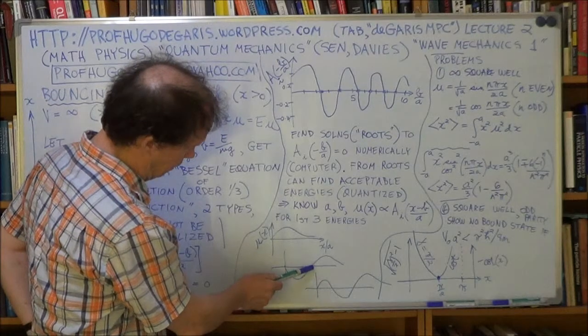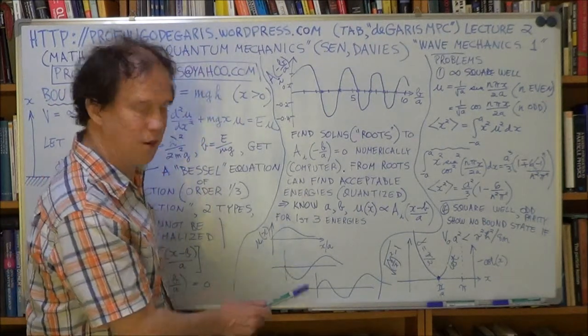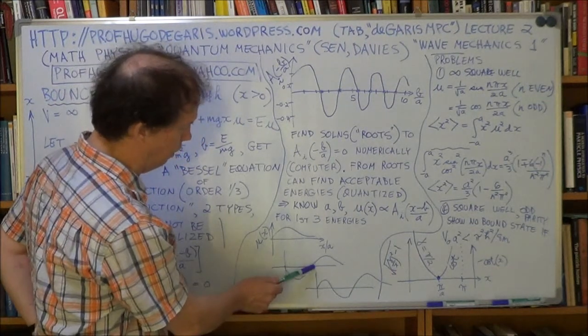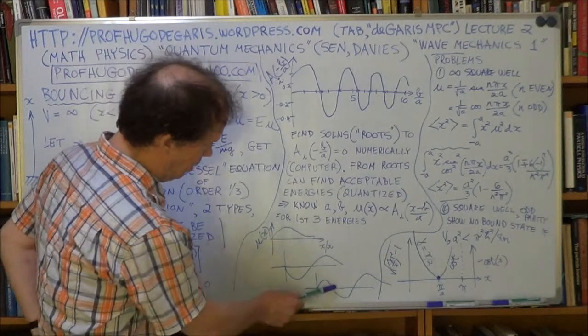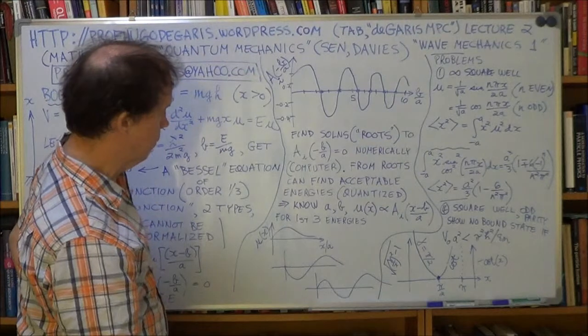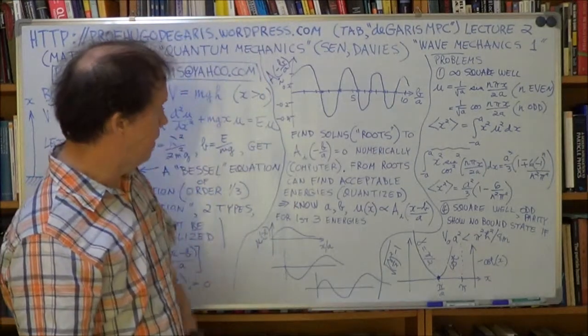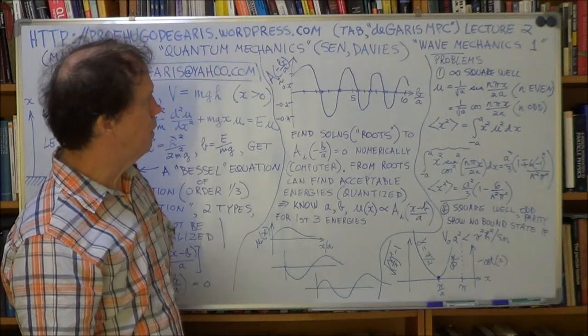And so at this point here, probability density is 0, right? So you won't find the particle here. And similar argument here and here and so on. So, all right. Well, that's the end of the theory session for this chapter.